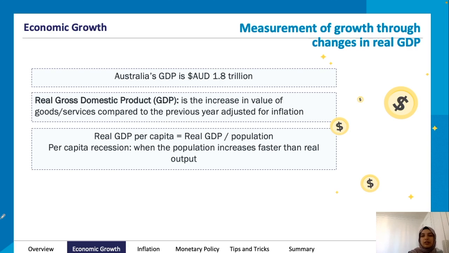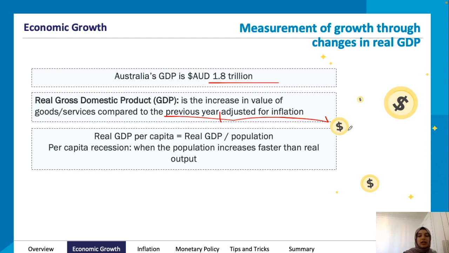So, measurement of growth through changes in real GDP. Australia's GDP sits at around 1.8 trillion, which is, I guess, an approximation of the GDP. The real GDP is the increase in value of goods and services compared to the previous year, adjusted for inflation. Because of inflation, we want to remove the effects of that because it can really distort the figures.